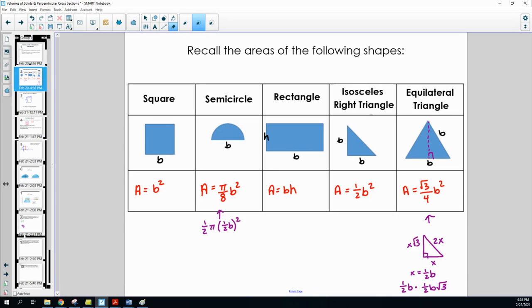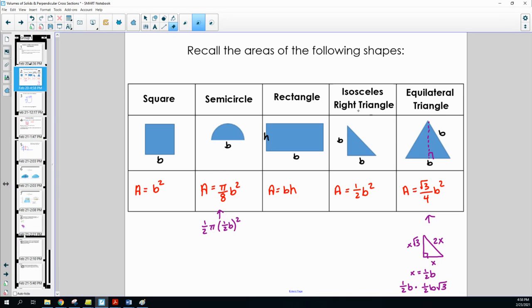Before we do anything with volume, we want to make sure that we can recall the area of different geometric shapes. For a square, if you have a base of b, your area is going to be base squared. For a semicircle that has a base of b, our area is going to be pi over 8 b squared, and here's the reasoning: because we have half pi r squared, your radius would be half of b. For a rectangle, our area is base times height.